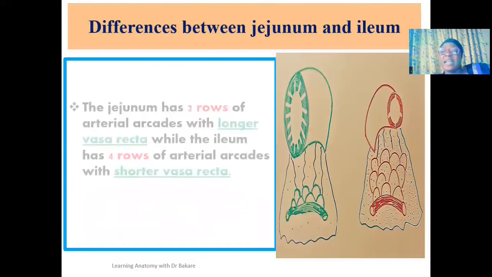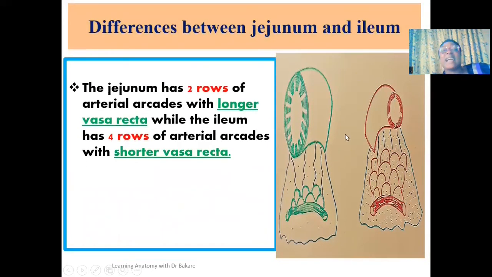Going further, another difference between them is that the jejunum has about 2 rows of arterial arcades. Remember when we talked about the blood supply of the jejunum and the ileum and the pattern by which these anastomoses are presented? We said that the jejunal and the ileal arteries present arterial arcades. The arterial arcade in the jejunum is about 2 rows, and this is what is seen here.